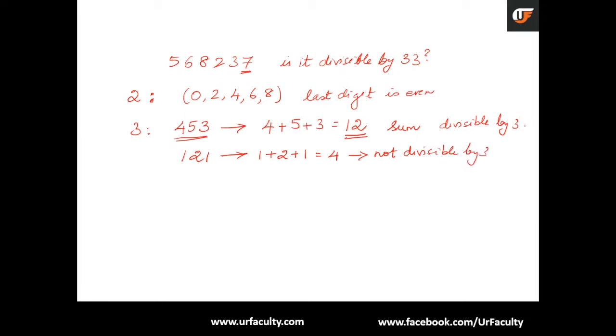You can try other numbers as well. All that you need to do is just sum up the digits. Let's take in this example 568237. So 5 plus 6 is 11. 11 plus 8 is 19. Plus 2 is 21. 21 plus 10, 31. If you sum up all these numbers, you get 31. And 31 is not divisible by 3. And hence this number is not divisible by 3.